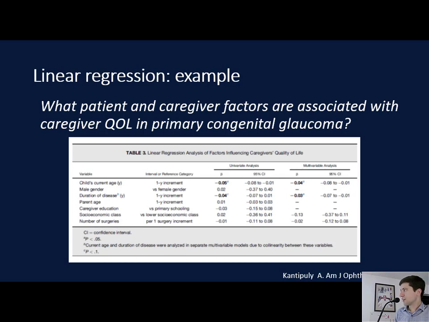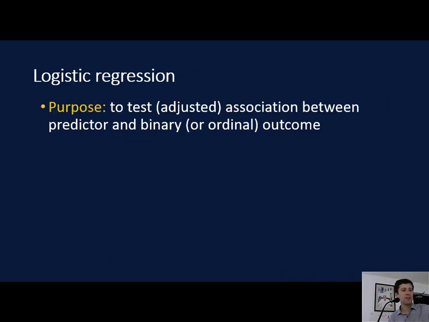And in fact, socioeconomic class, although this wasn't a significant finding, this is comparing upper versus lower, seemed to have a certain effect in the univariate analysis, but then when we adjusted for some other variables, the effect was actually in the opposite direction. So it suggests maybe there's some confounding there because the direction of the effect changed. So moving on to logistic regression. So again, this is a regression model for a binary or ordinal outcome rather than continuous outcome.